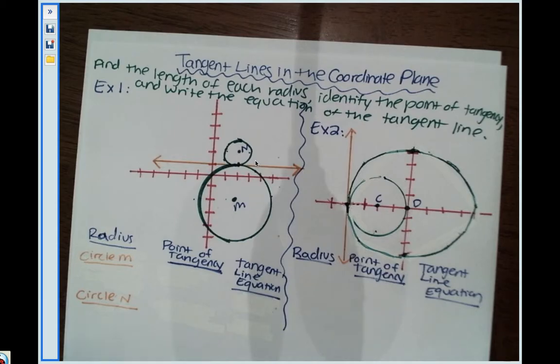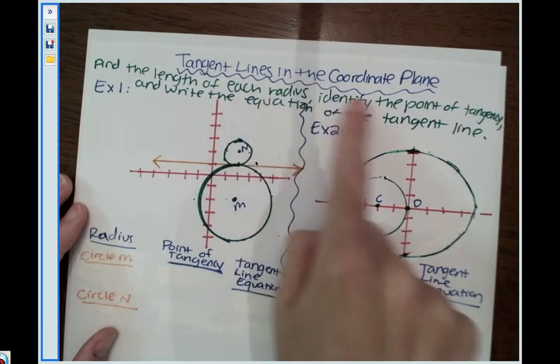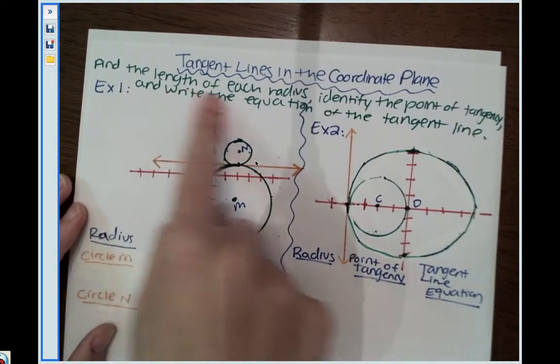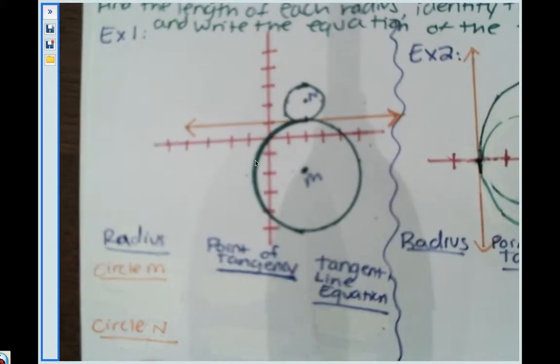But anyway, between our two circles, we're going to be finding the length of each radius, identifying the point of tangency, and then we're going to write the equation of the tangent lines. We're going to do that in both of our circles. So I'm going to start on this one.